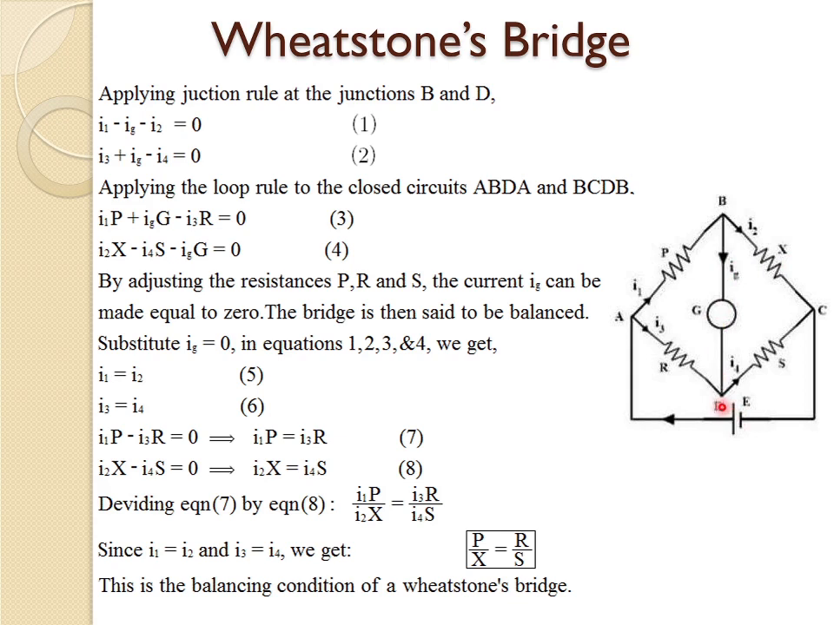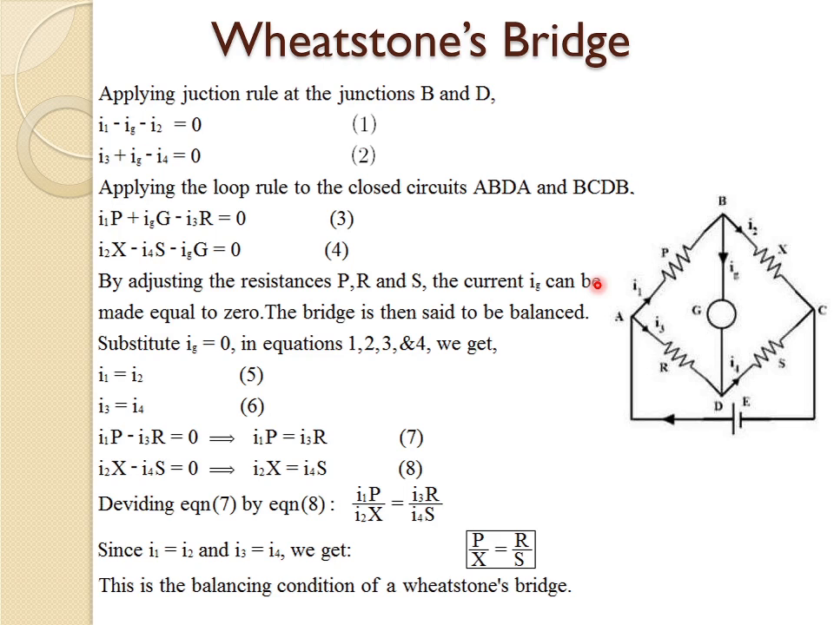And look at the junction D. Here I3 is a current coming to the junction D, and Ig is also coming, but I4 is going out through the resistance S. And at the junction C, I2 and I4 are combined and go to the source of EMF. Now we are going to apply Kirchhoff's laws. Before that, we take suitable resistances in P, R and S, and we know X is the unknown resistance.